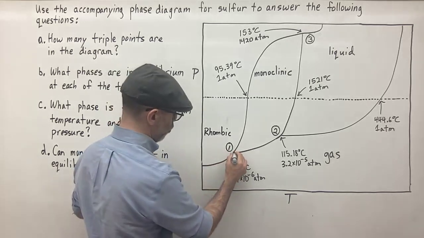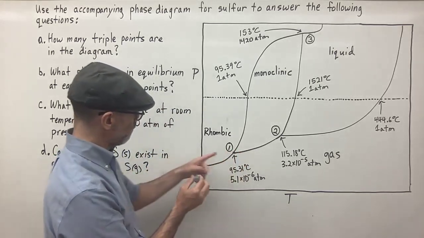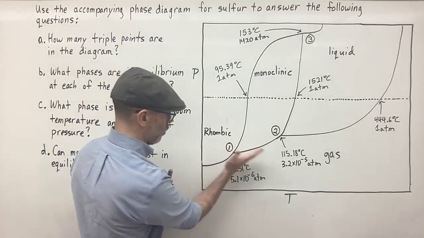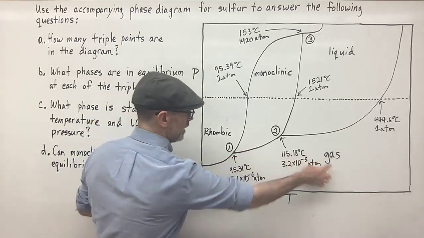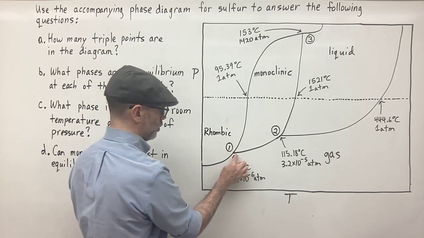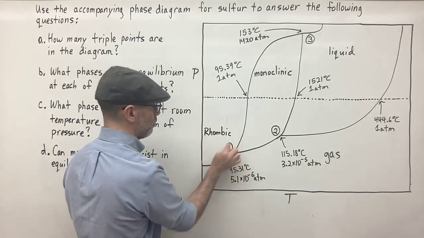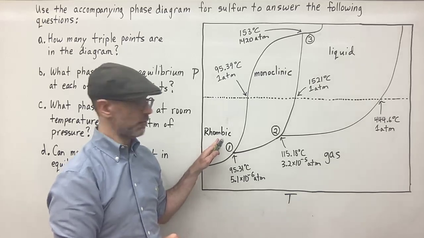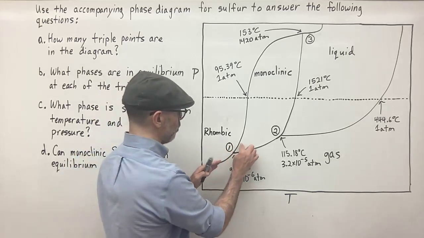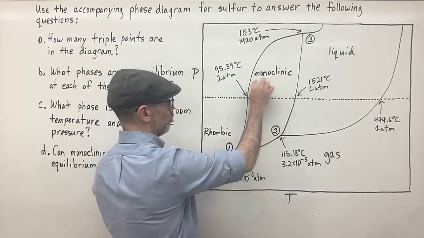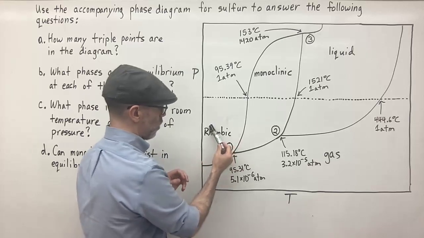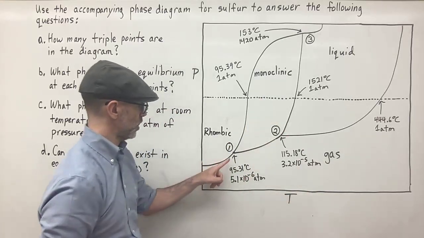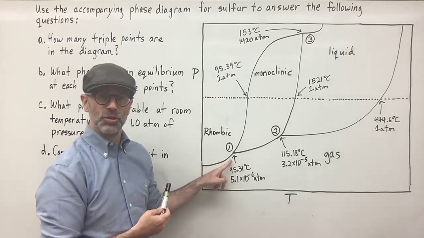So at this point here, what phases are in contact with that point? Well, if I go to this side here, they would be the gas. So I have the gas phase at equilibrium. If I go on this side of the point, notice that this is in contact with the point. So I have the rhombic phase. And then on this side of the point, I have this area that would be the monoclinic phase. So I have the rhombic, gas, and monoclinic phase all at equilibrium at that particular triple point.